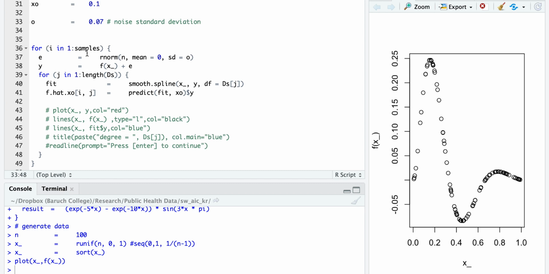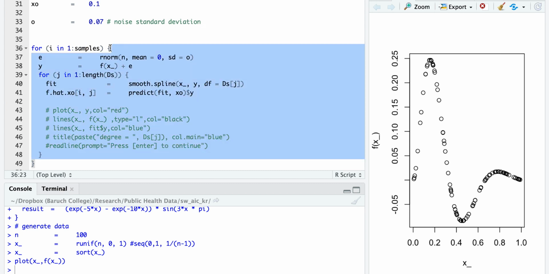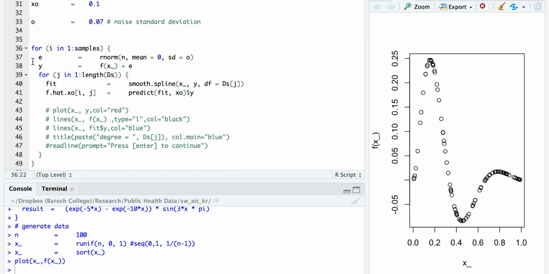So what we're doing here is that for as many samples as we have, there is this for loop in which, for each i going from 1 to the number of samples, we generate data. Generating data uses epsilon: we draw random Gaussian noise with mean 0 and standard deviation sigma, and then we add this to the function and generate data. So y here is a vector.